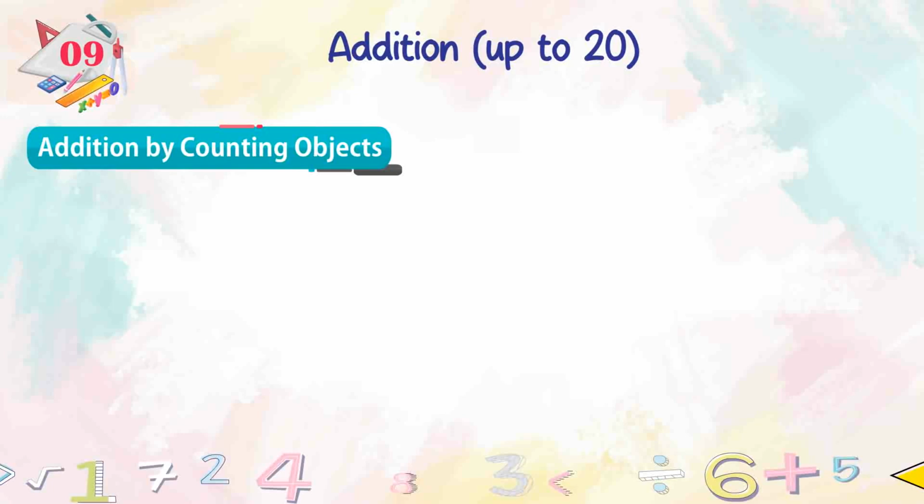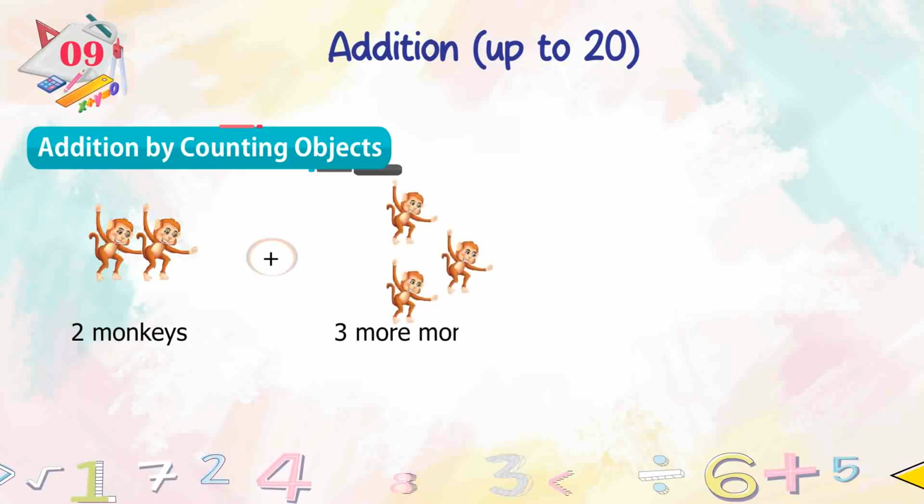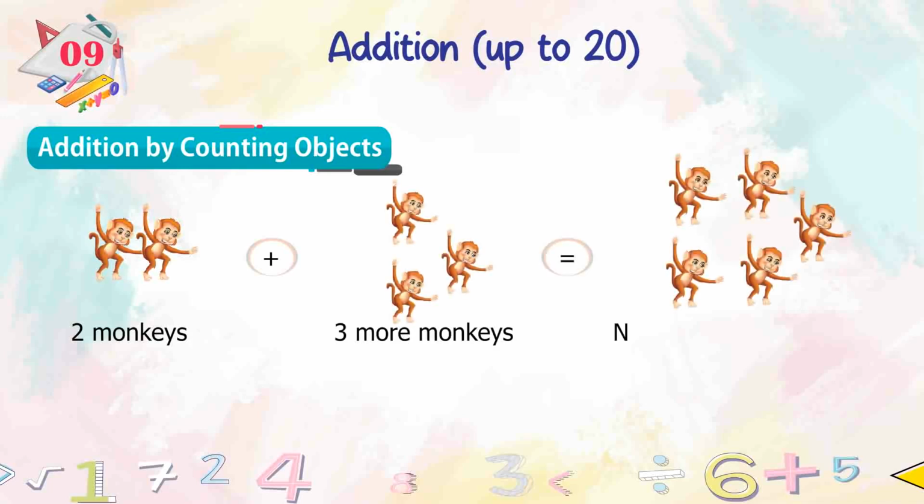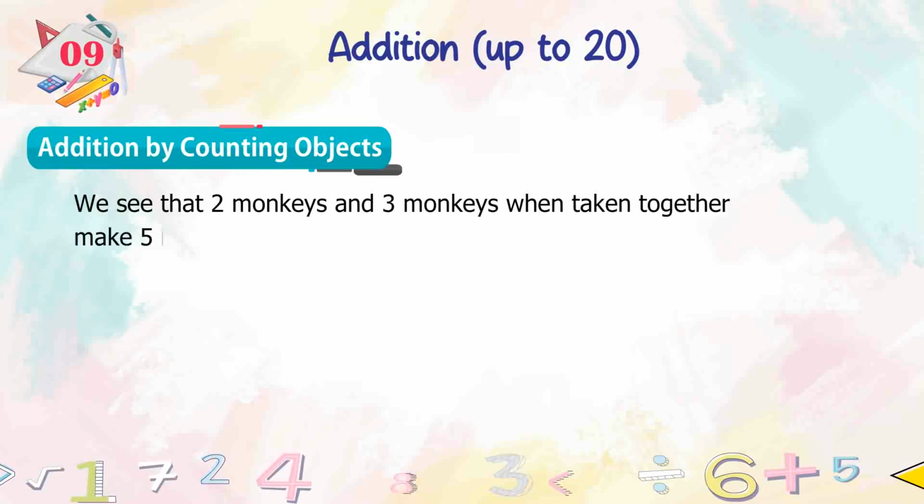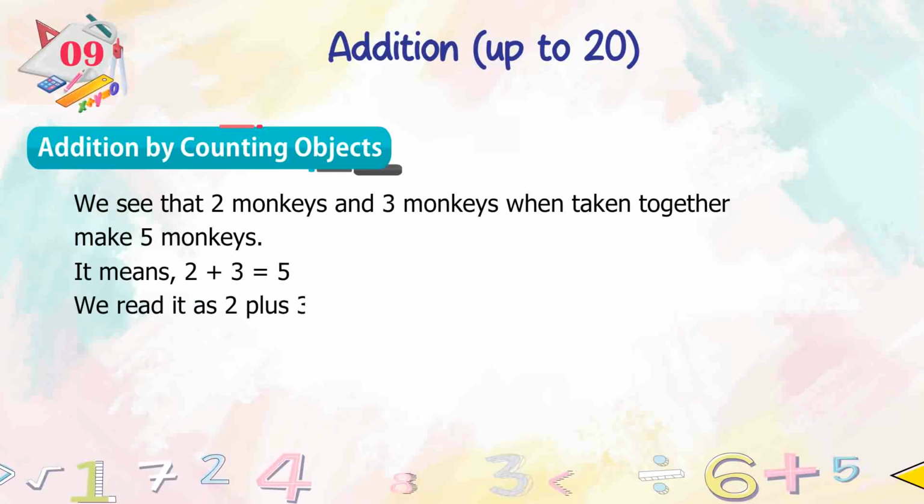Addition by counting objects. 2 monkeys plus 3 more monkeys is equal to. Now, there are 5 monkeys. We see that 2 monkeys and 3 monkeys when taken together make 5 monkeys. It means 2 plus 3 equals 5. We read it as 2 plus 3 is equal to 5.